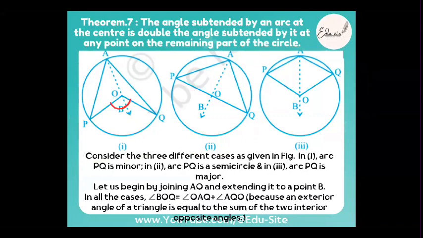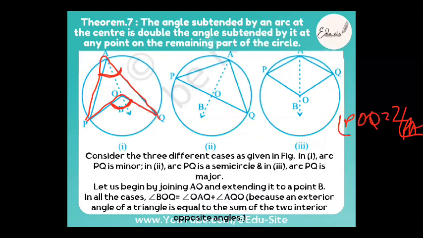What we have to find? Is it not POQ is equal to 2 times the PAQ? Yes or no? Angle POQ is 2 times of angle PAQ. This is what we are going to prove now. Okay. So what we are going to prove is nothing but double the angle subtended by it at any point on the remaining part of the circle.